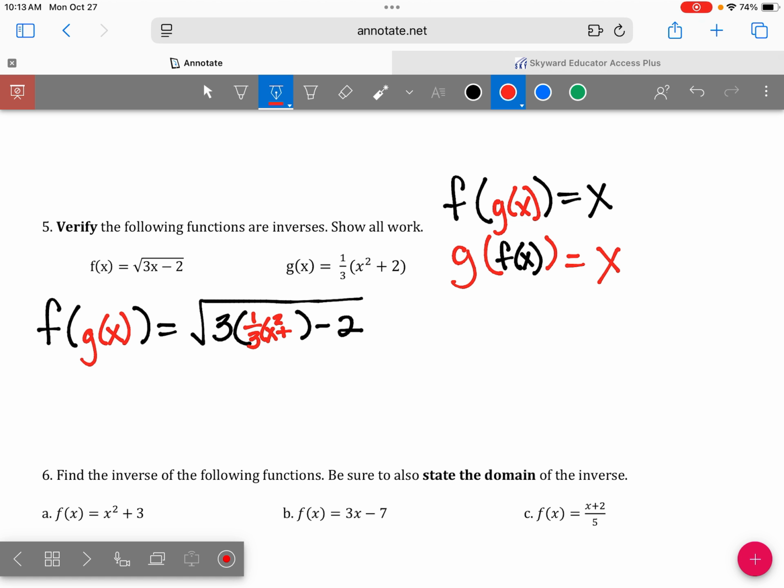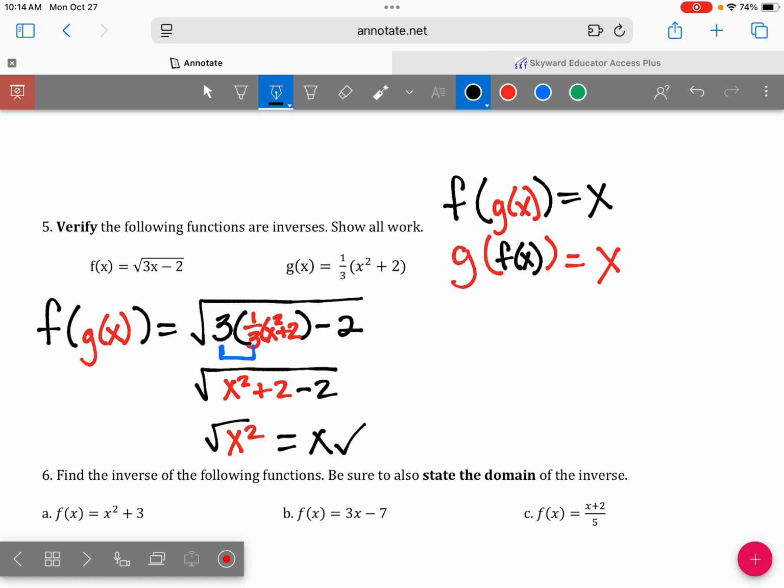side of the parentheses, the first thing that's going to eliminate, there's a couple different ways, but I'm going to start by multiplying the 3 and the 1/3, which is going to break down to just x squared plus 2 minus 2. And then my 2's will cancel out. So I'll have just the square root of x squared. And that's just simplifying down to an x.